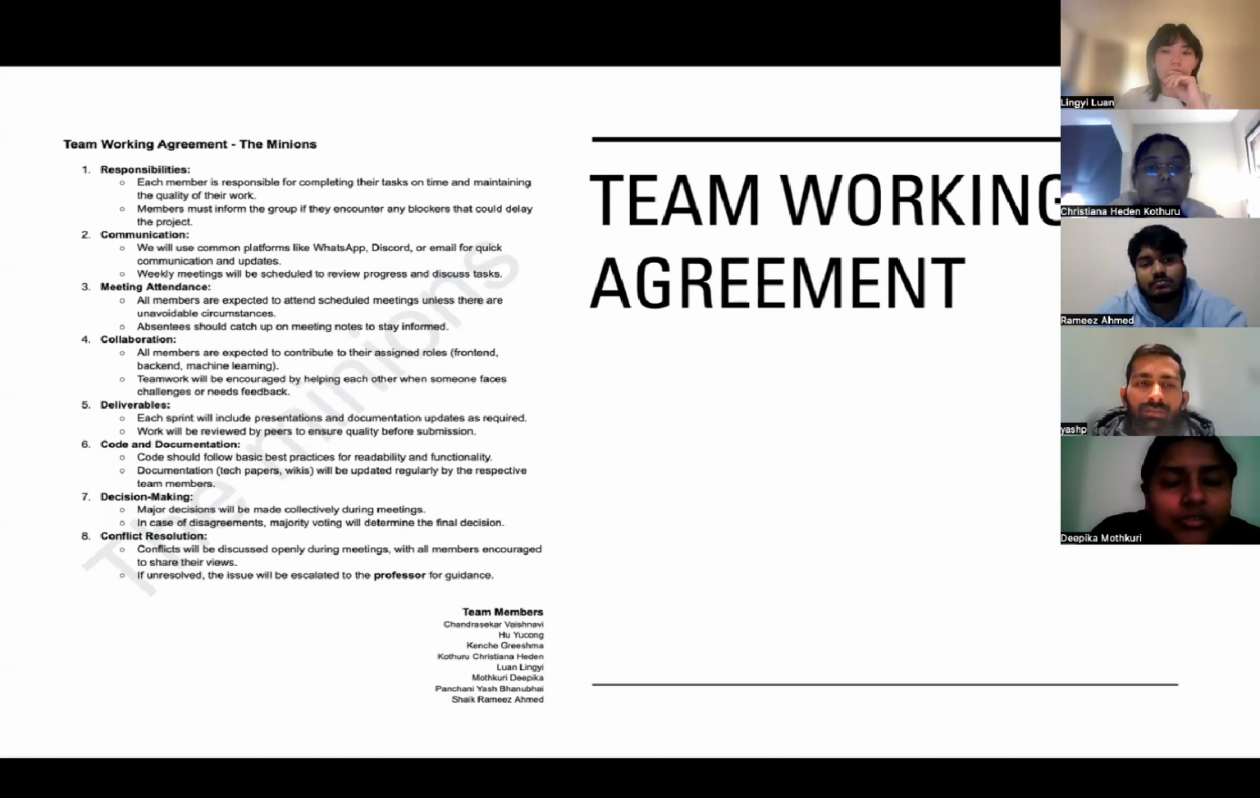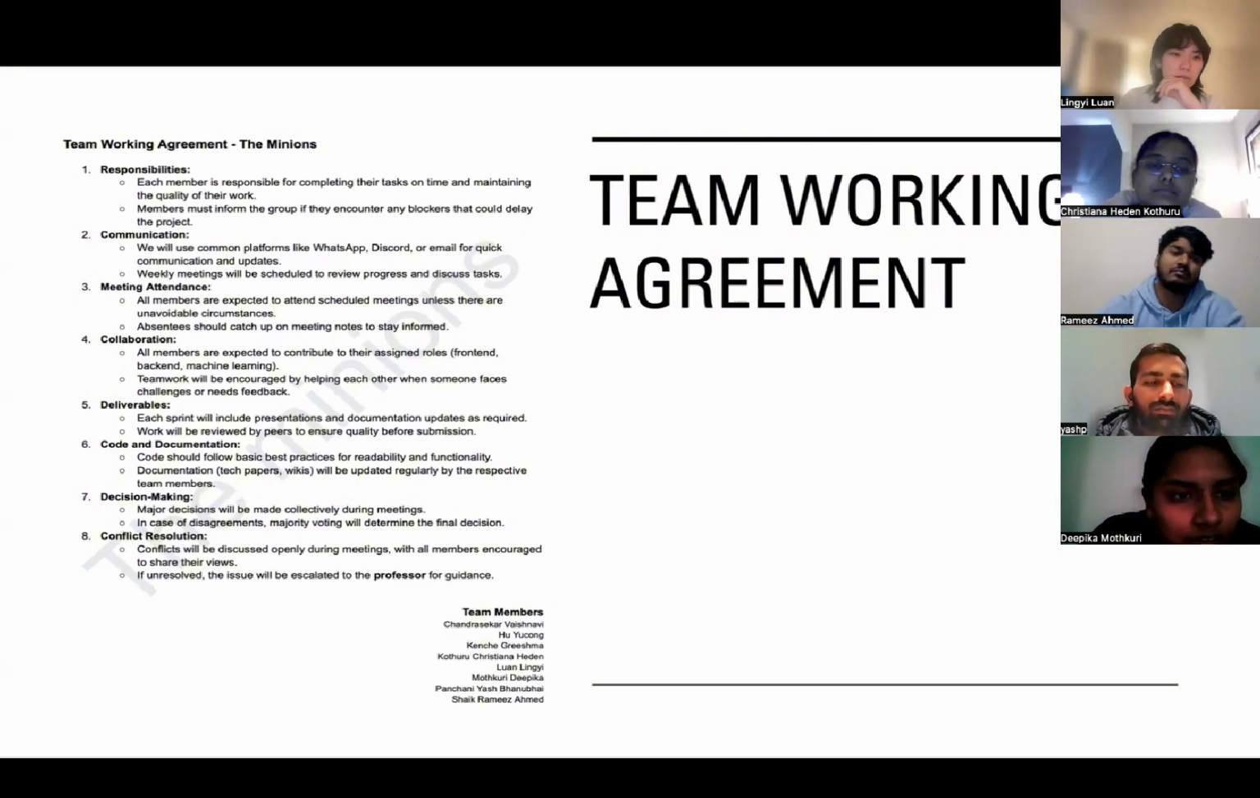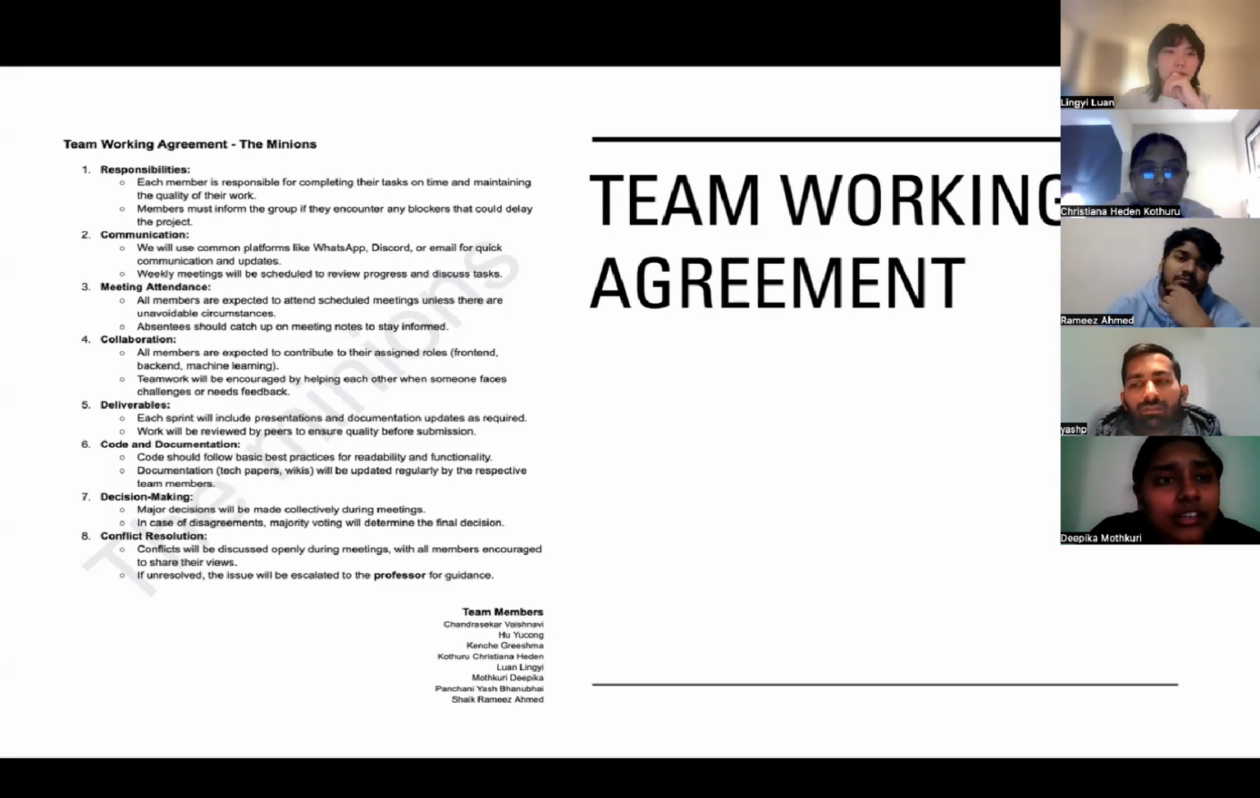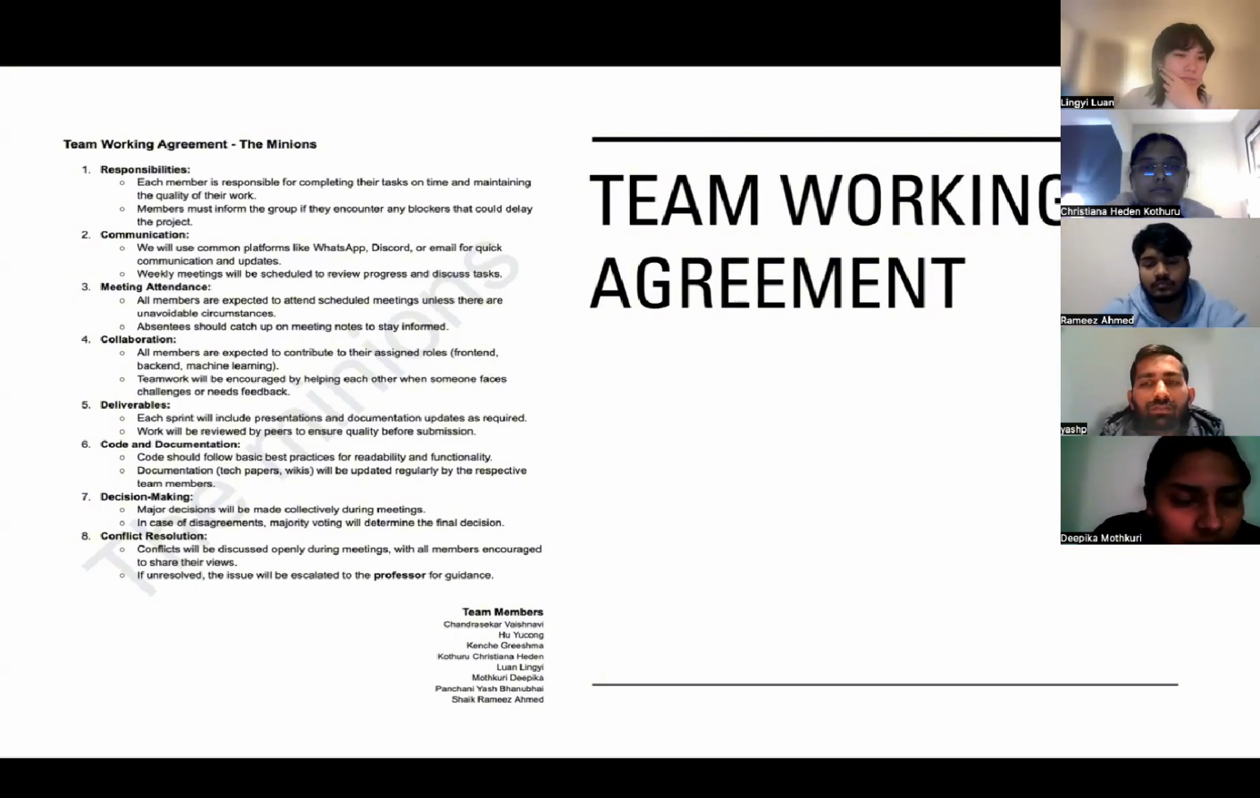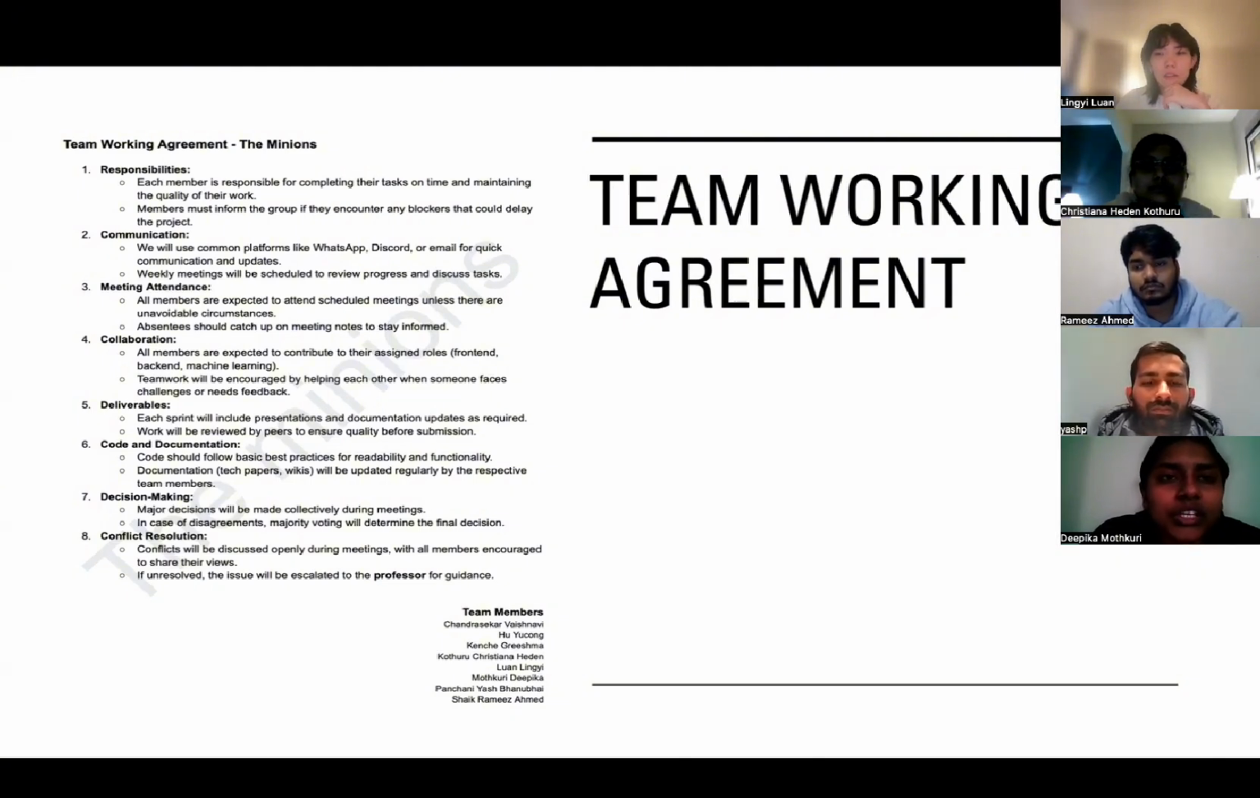For deliverables, for every sprint we have some documentation and presentations, so we have to be up to date. And if some work is done, there should be peer-to-peer communication so that everybody can know what's happening in the project and the deliverables. Each sprint will include a presentation. Work will be reviewed, code and documentation. And when we write code, it should be simplified so that everybody can understand, and the functionality should be known to everyone so that they can understand easily. So it should be user friendly.